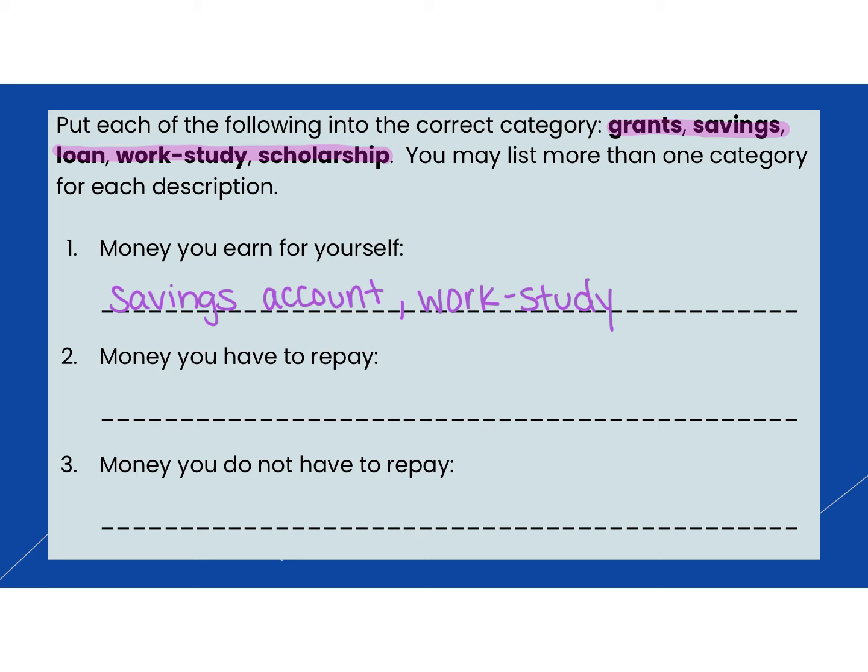The second category says money you have to repay. A student loan is money that would be given to you that you would be expected to pay back when you graduate with interest.